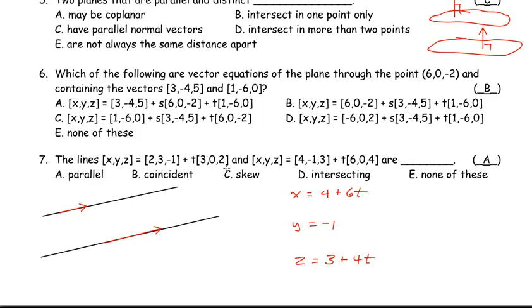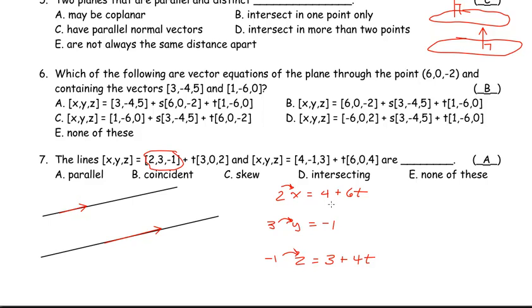So what I'm going to do is check and see if that point 2, 3, -1 is on the second line. So I'm going to put 2 in place of x here. I should have put a little arrow there. I'm going to substitute that, 3 here, and a -1 here in place of z.